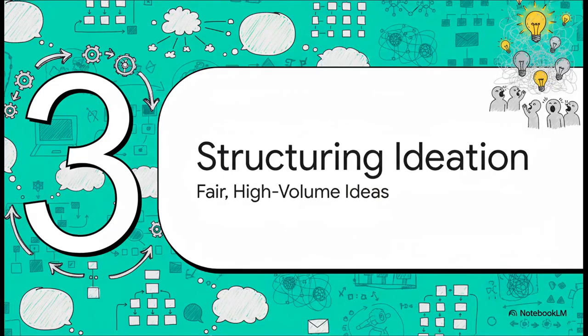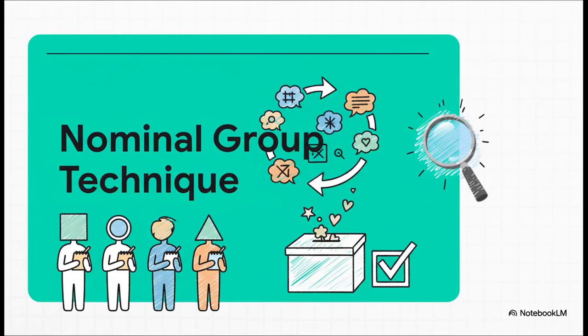Okay, so we know how to organize ideas, but how do we generate better ones to begin with, especially when you've got a whole group of people? The answer is structure. These next techniques are designed to stop groupthink in its tracks and make sure the best ideas rise to the top, not just the ones from the loudest person in the room. First up is the Nominal Group Technique, or NGT. This is an absolute game changer for getting fair participation.